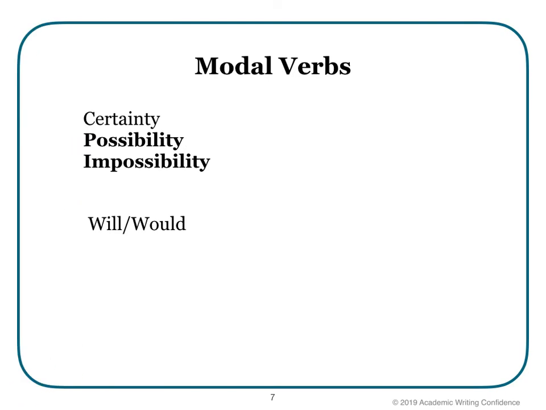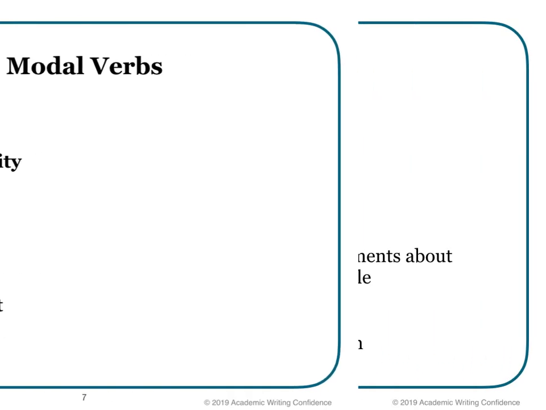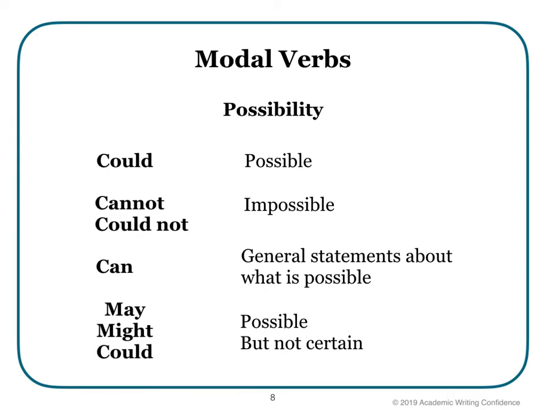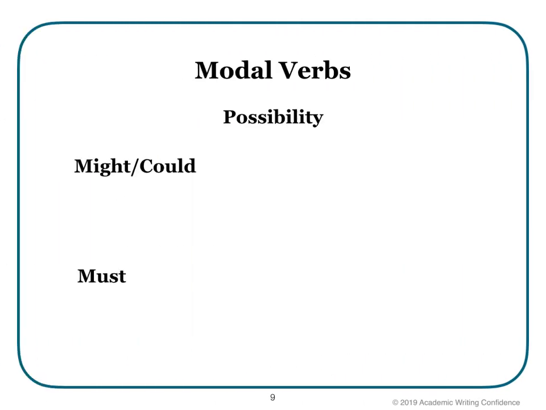We can also use modal verbs to show possibility or impossibility. We can use the words could or may, might, and must. Now, the word could is used to show something will be possible. The words cannot and could not are used to show that they are impossible. The word can be used for general statements about what is possible. And may, might, and could can be used to show possible but not certain. So these are the different ways that we can use modal verbs to show possibility. Let's look at some examples.